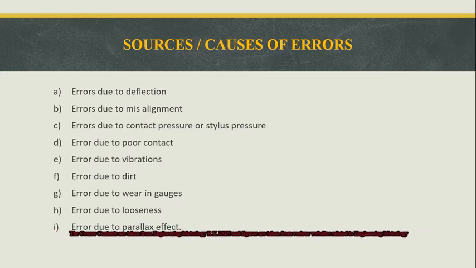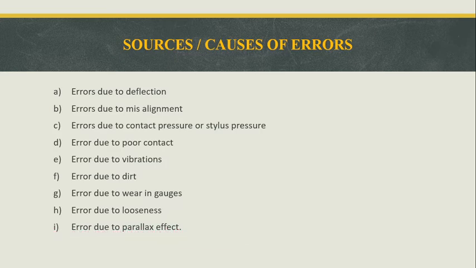We can reduce these types of errors by keeping the separation between the scale and the pointer to a minimum and placing a mirror behind the pointer to ensure normal reading of the scale in all cases. This is called the parallax effect. Due to the parallax effect, errors may occur.